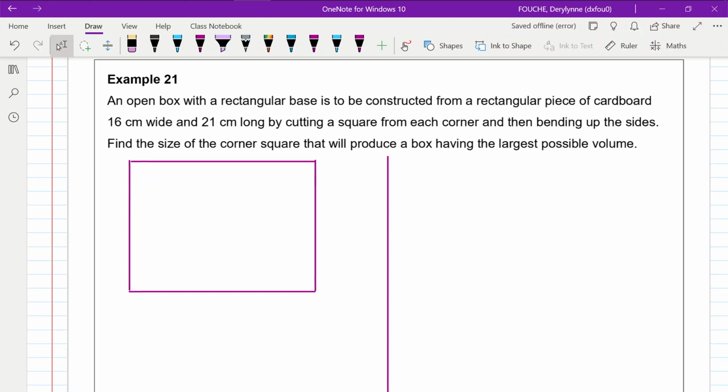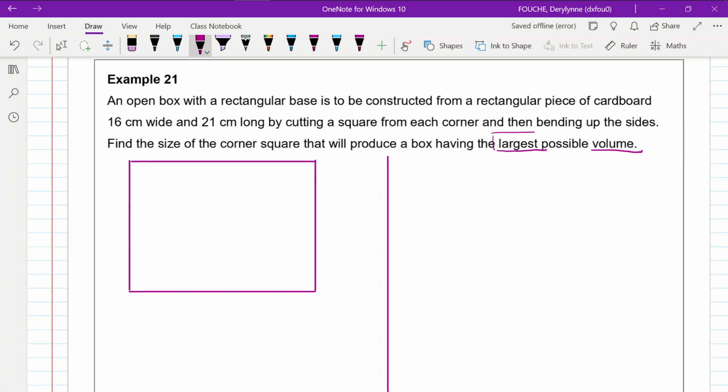Alright, here's our last example in this section of work. And I took the liberty of drawing this piece of cardboard before starting the video, because it takes me so long to draw something that it would have made the video an extra 5 minutes longer. Okay, an open box with a rectangular base is to be constructed from a rectangular piece of cardboard, 16 centimeters wide and 21 centimeters long, by cutting a square from each corner and then bending up the sides. Find the size of the corner square that will produce a box having the largest possible volume.